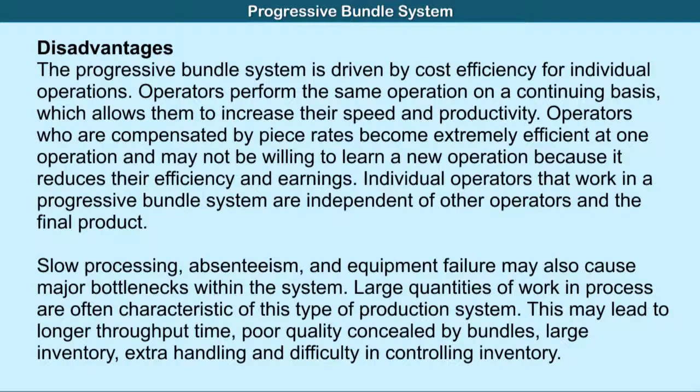Large quantity of work in process are often characteristics of this type of production system. This may lead to longer throughput time, poor quality concealed by bundles, large inventory, extra handling, and difficulty in controlling inventory.